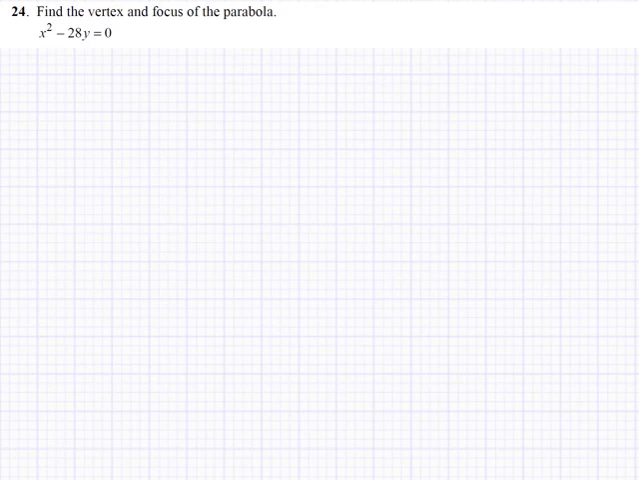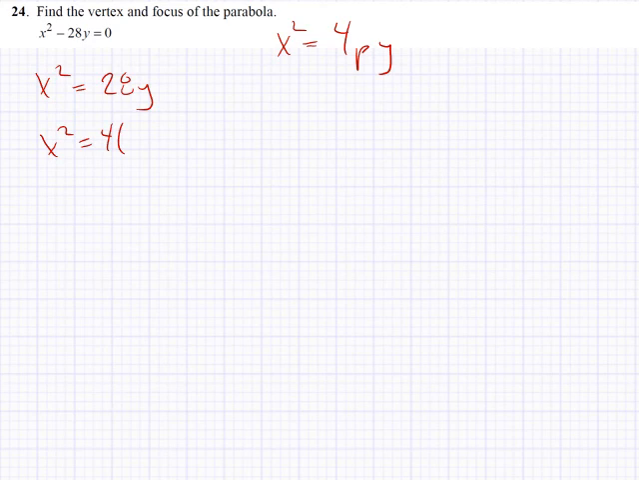So here we want to find the vertex and focus of the parabola. Since x is being squared, we want to write it in the form of x squared equals 4py. In which case, if we did that, we would say x squared equals 28y, or x squared equals 4 times 7 times y, in this case p being 7.